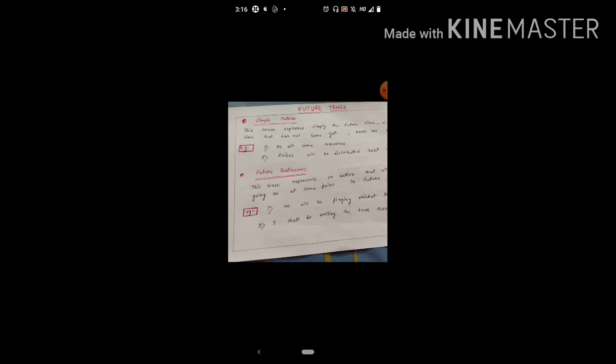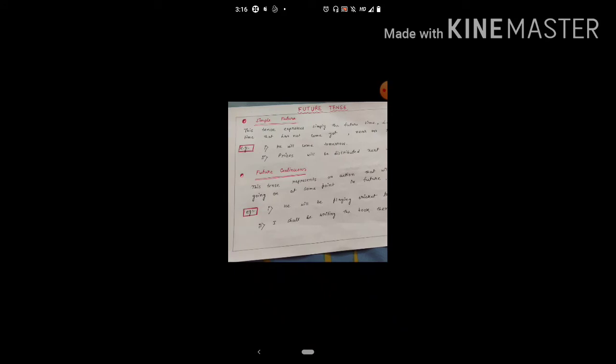The time may be near or may be remote. As for example, he will come tomorrow. Here, future time tomorrow is referred. So, it is an example of simple future. And look at the second example, that is prizes will be distributed next week. Next week is the example of remote time. So, it is also an example of simple future.